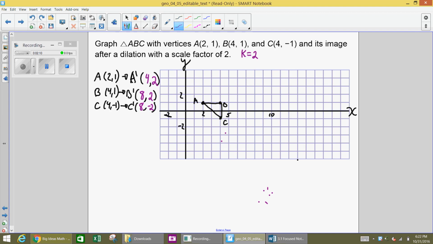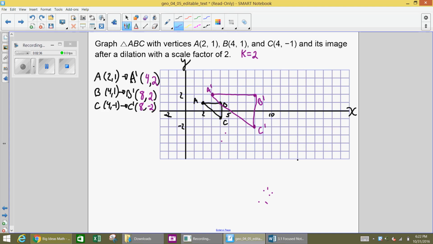So let's graph that. Here we have 4, 2, and that's our new A prime. We have 8, 2, and that is our B prime. And then we have 8, -2, and that is our C prime. And we've just enlarged triangle ABC by a factor of 2 and created A prime, B prime, C prime.